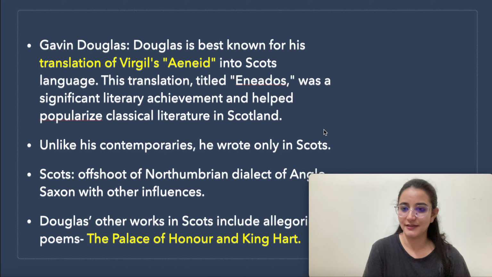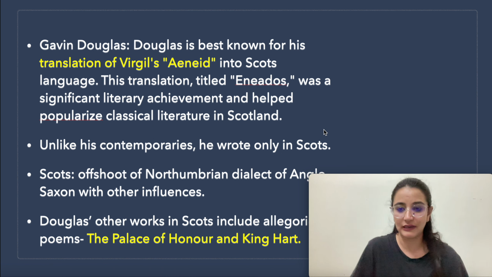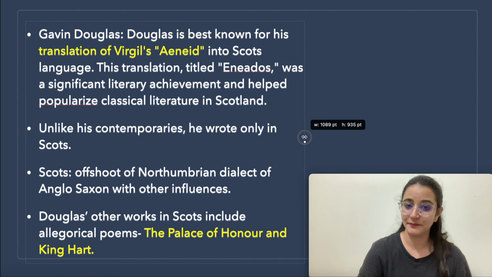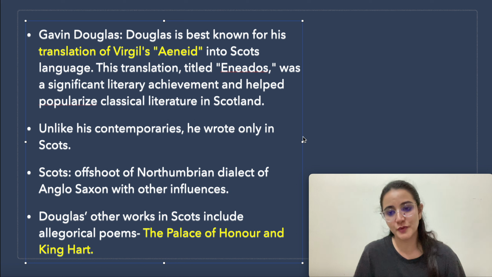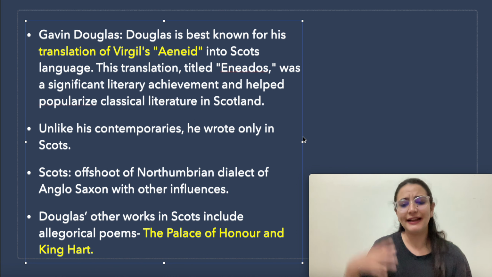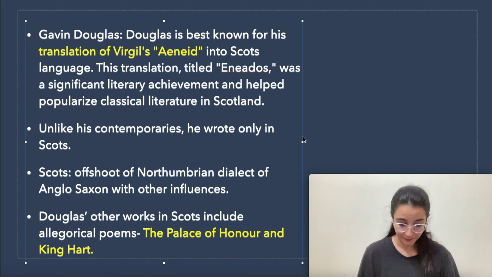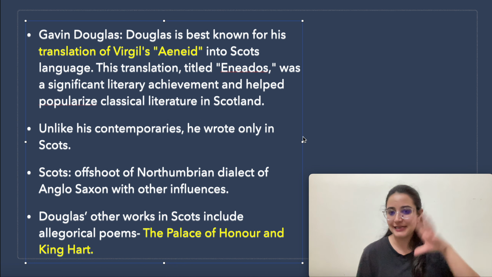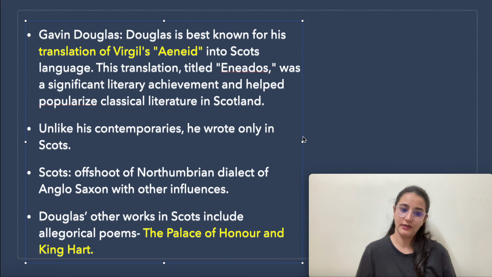अब Scots क्या है, you will ask? Because we talked about the northern regions of Scotland, the famous language was Gaelic. Scots क्या है? It is basically an offshoot of Northumbrian dialect of Anglo-Saxon, and then we have other influences also in that language. We have elements of Norse का elements है. We have Gaelic, French, Dutch, इन सब के थोड़े थोड़े elements हैं, and that's how Scots is made. Douglas's other works in Scots include some allegorical poems which are The Palace of Honour and King Hart. So these are the famous works of Douglas, and these are the most important Scottish Chaucerians that we need to study. Alright?